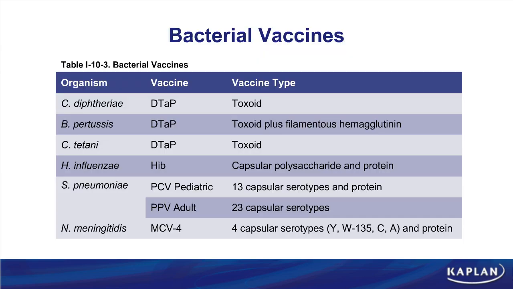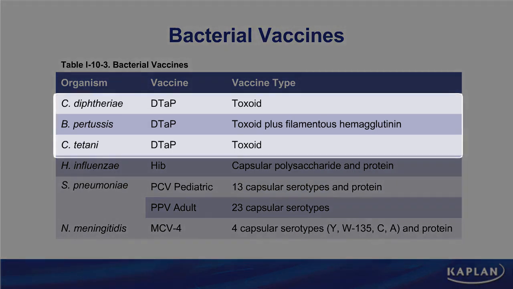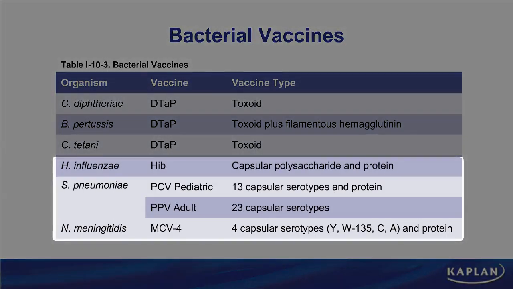The bacterial vaccines that you need to know for Step 1 are included in this table. The first ones listed are part of the toxoid vaccine that we talked about, the DTaP vaccine. Okay, that's part of the DTaP: diphtheria, tetanus, and acellular pertussis. And then also we have listed here our conjugate vaccines. That's Haemophilus influenzae, the pediatric strep pneumo vaccine, and then the meningococcal vaccine.